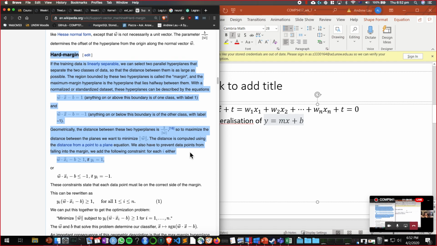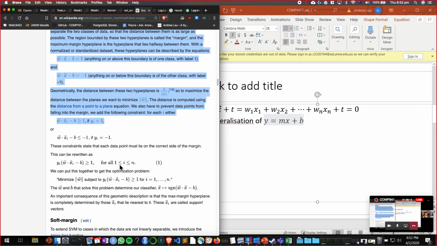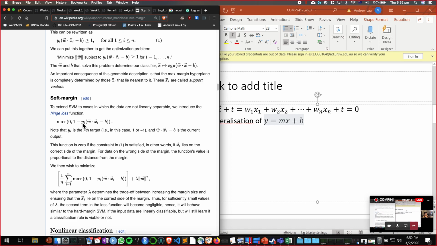Obviously, you can imagine this creates a problem with real life data, because in many cases you're not going to be able to find a line or a hyperplane which can perfectly separate the data. Now, your soft margin classifier is effectively the same as your hard margin classifier, except now there's a budget. Think of it as an allowance for error.